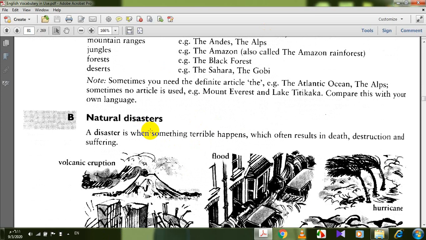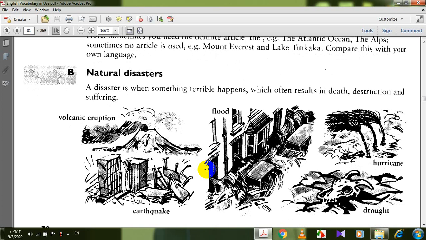Natural disasters. A disaster is a catastrophe. A disaster is when something terrible happens, which often results in death, destruction, and suffering. Like hurricanes, floods, volcanoes, earthquakes, droughts, and this stuff.